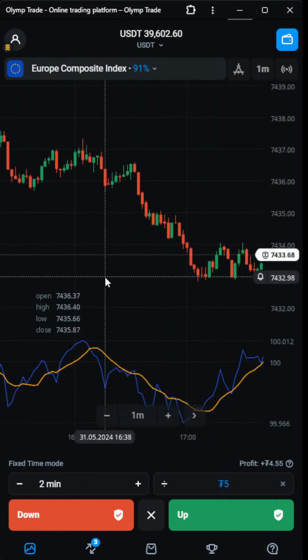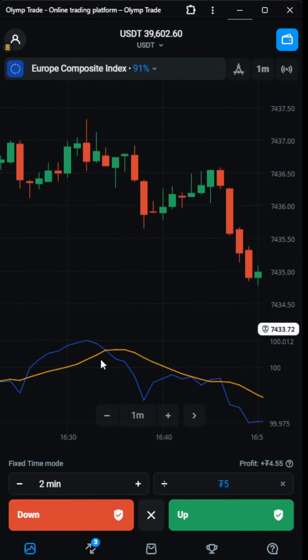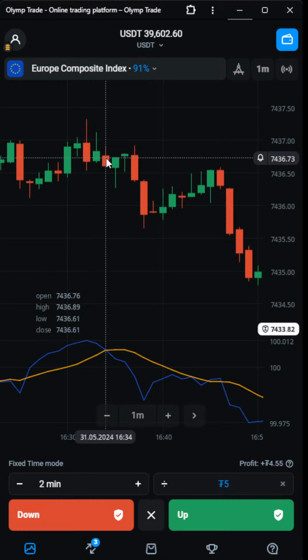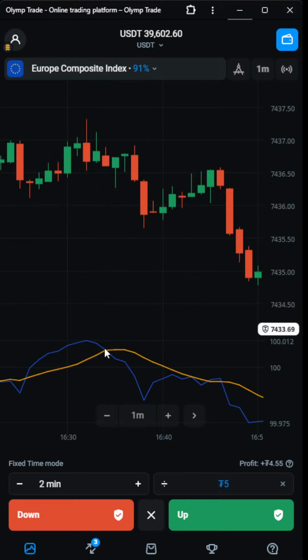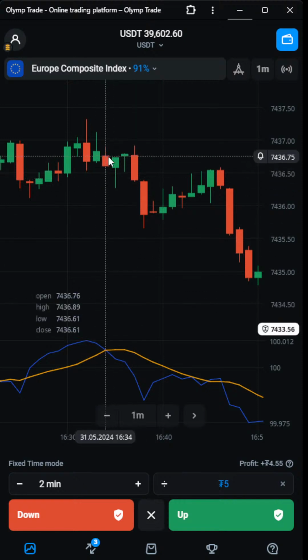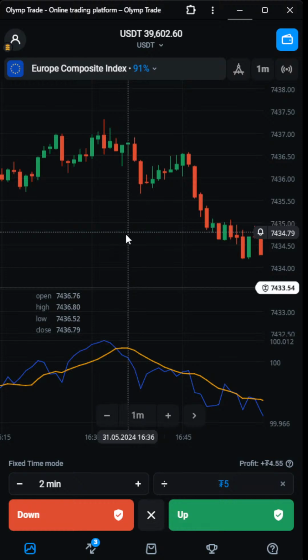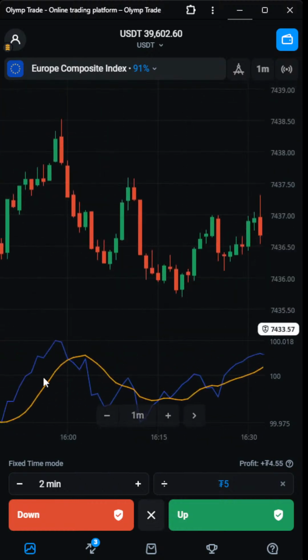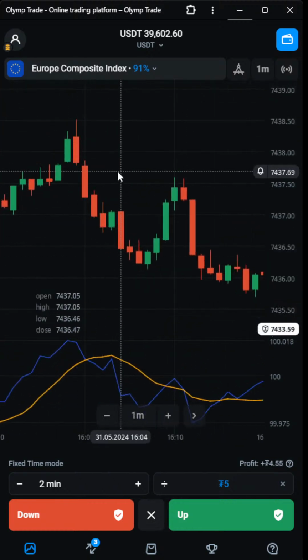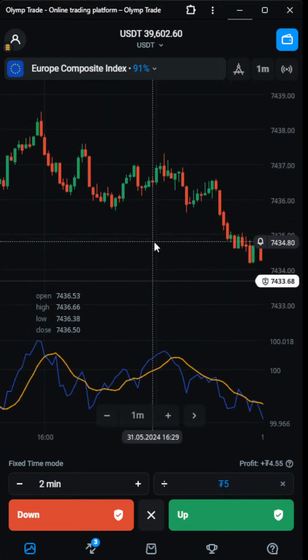The second way is when the blue line is crossing this golden line from top to bottom, which means there is a possibility for the momentum to decrease in the downward direction. If it is crossing from top to bottom, and at the same time there is a red candle formation, then we will take the trade. If not, we will not take the trade at all. And remember, in a consolidated market, we will not try to take any trade.